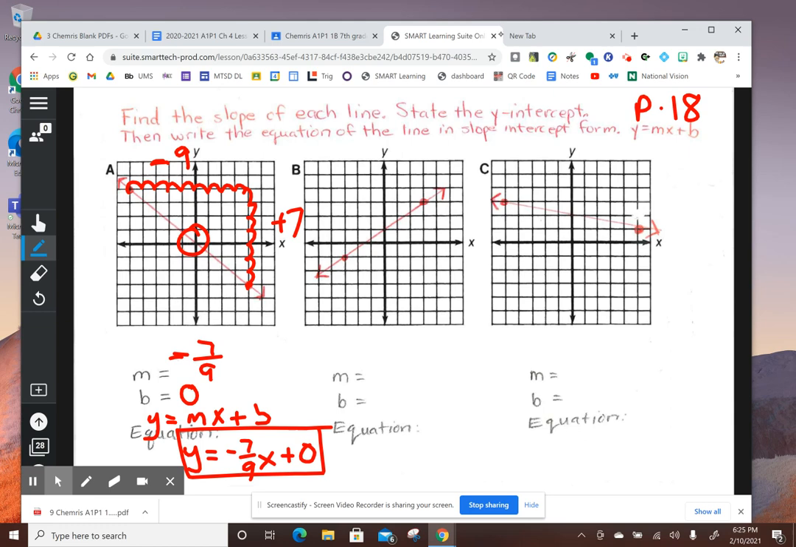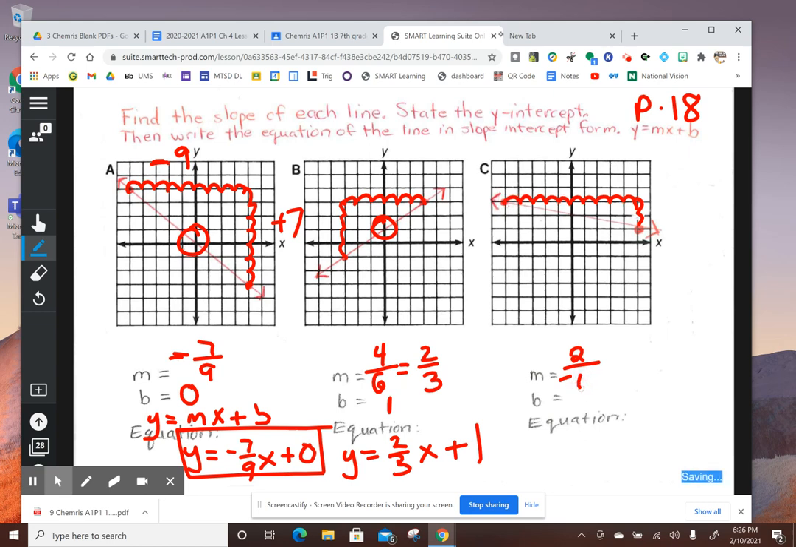So to get the slope for B, I'm going to go up 1, 2, 3, 4. So up 4 and positive 1, 2, 3, 4, 5, 6. Always simplify. So that simplifies to 2/3. My y-intercept is 1. So my equation is y equals 2/3 x plus 1. Okay, now for the next one, I go up 1, 2. So up 2, and then negative 1, 2, 3, 4, 5, 6, 7, 8, 9, 10. Negative 10. So that simplifies to negative 1/5. My y-intercept is 2. So my equation is y equals negative 1/5 x plus 2.